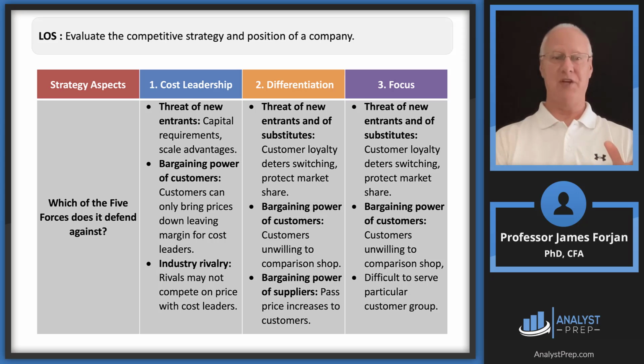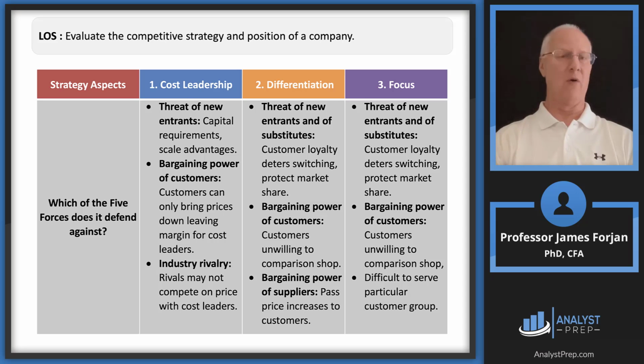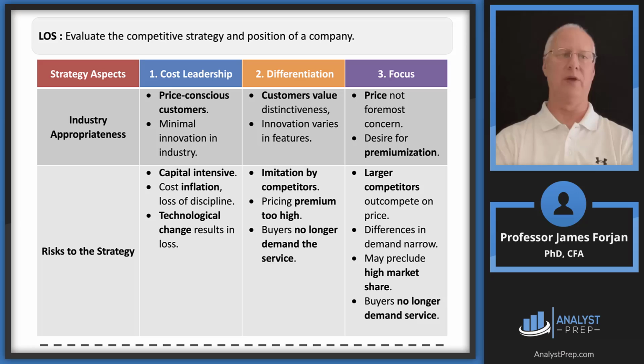How about this? Our strategy. When we look at those Porter's 5 Forces, what we're going to do is identify strengths and weaknesses inside of the industry and how we relate to that industry. So which of these 5 forces are the most important? How are we going to defend against new entrants, substitutes, all these kinds of things? We're going to do it with the same thing that we did before: cost, differentiation, and focus. And then industry appropriateness and risks to the strategy.